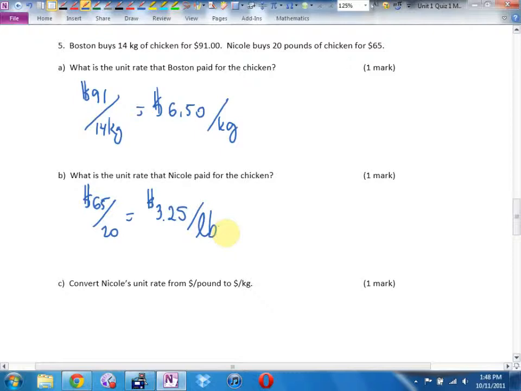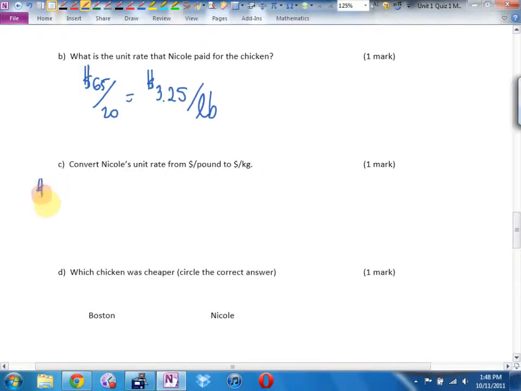Which one's cheaper? Well, first, part C says convert Nicole's unit rate from dollars per pound to dollars per kilogram. Okay, $3.25 per pound. Once again, I'm going to use dimensional analysis, my little chain trick. Where is the pounds, on the top or on the bottom in this fraction? To get it to cancel, I'm going to put it on the top in the next fraction. And what do we want to go from? It's dollars per pound to dollars per what? Kilogram. Do I have a conversion factor for pounds and kilograms? There is, except it's not on your sheet. I told you to add it. As it turns out, 2.2 pounds is 1 kilogram. And now I can say I've converted. My pounds cancel, one on the top, one on the bottom. The only units left behind are the dollar sign, which is dollars, and kilograms.